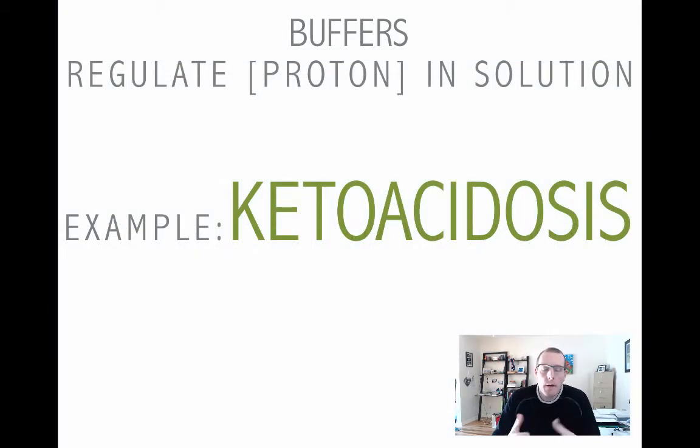Those mechanisms basically fall into a category of buffering systems. So buffering systems, or buffers, basically regulate the proton concentration in solution. On this slide, you can see I've got proton in square brackets. If you see square brackets, that tends to mean concentration. So buffers are a way of making sure that your cells can regulate changes in pH.